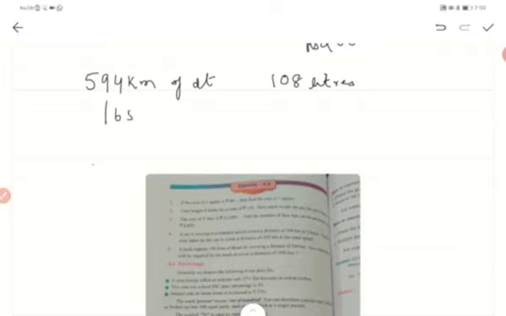594 kilometers of distance is covered in how many liters? In 100, it requires 108 liters, okay, the truck requires 108 liters. And the next is how much does it require by the truck to cover the distance of 1650 kilometers? How many liters of petrol does it require?